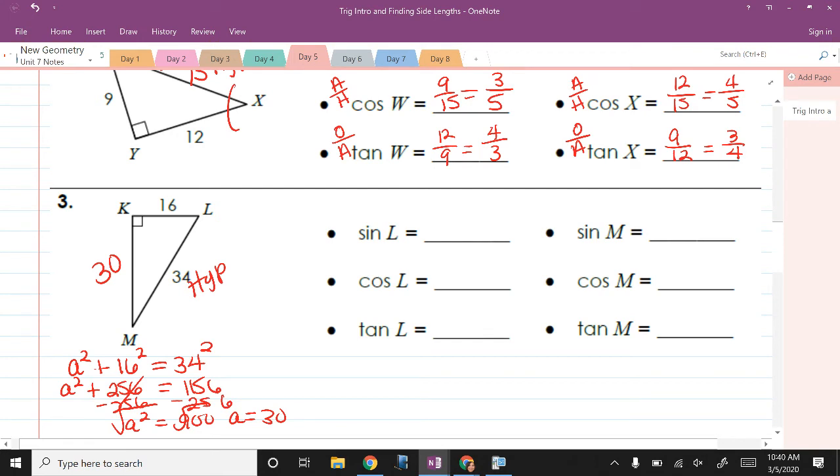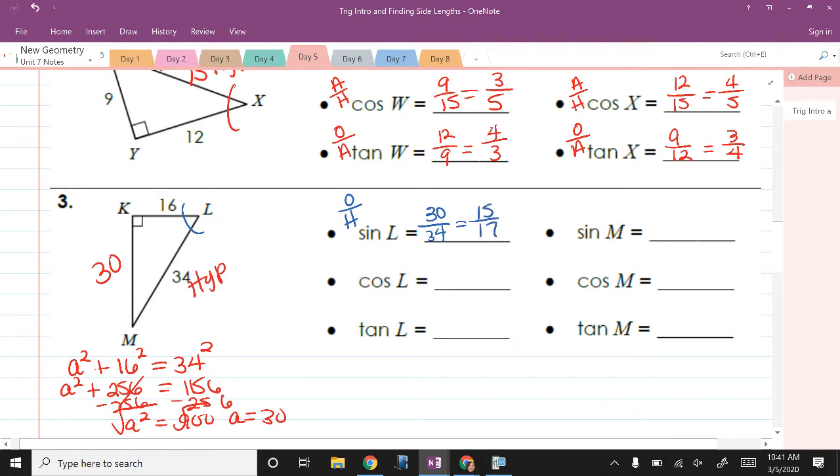Y'all check them? We're good? All right, y'all help me out. So first one they did was angle L. So angle L, what sine? What over what? Opposite over hypotenuse. What side is opposite from angle L? There we go. 30 over the hypotenuse is 34. Is that reduced? Yeah, they're both even, so they're at least divisible by 2. What does that reduce to? 15 over 17. Y'all with me?